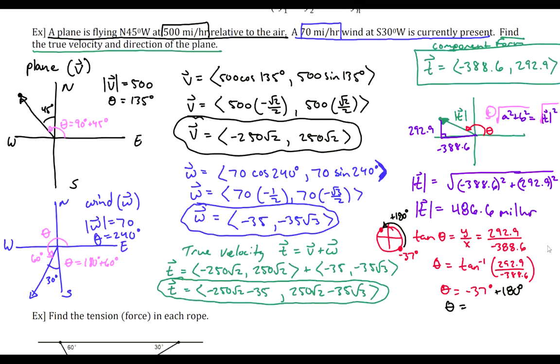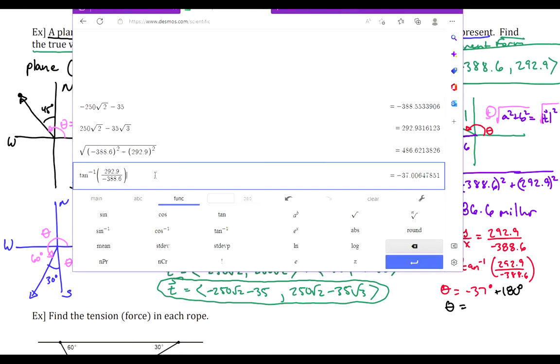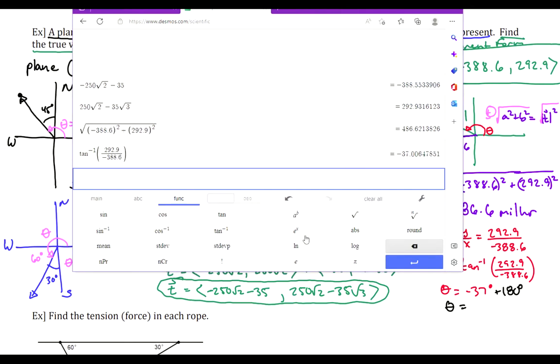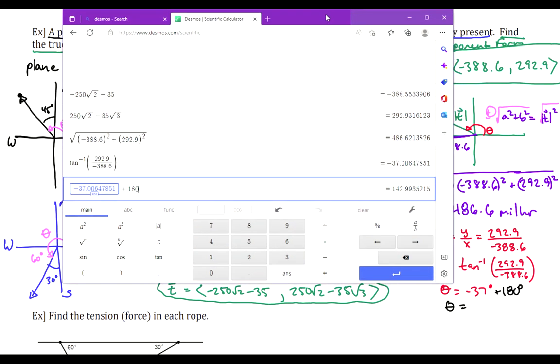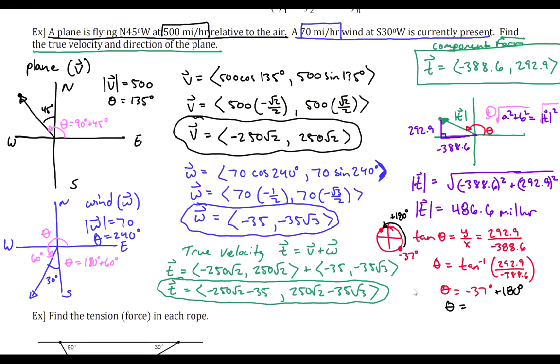Okay, so if I do that, back to my calculator one more time. We've got our answer plus 180 is, we'll just say 143. Okay, so 143 degrees. And then that might be the final answer there, but they might want it in compass direction. So there's our magnitude. And I already have the direction there. All right, but it's in standard position, the direction that I gave. So they might want it in compass directions.